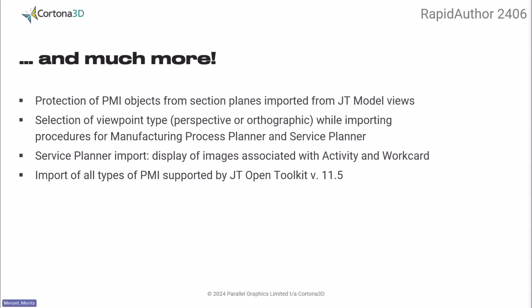Finally, let's have a look at a couple of selected smaller features that were implemented based on feedback directly from our customers. First, we now provide protection of PMI objects from section planes imported from JT model views. Then it is now possible to select the viewpoint type, perspective or orthographic, while importing procedures for manufacturing process planner and service planner. And also related to the service planner imports, we can now display images associated with activity and work card. And finally, you can now import all types of PMI supported by JT Open Toolkit version 11.5.